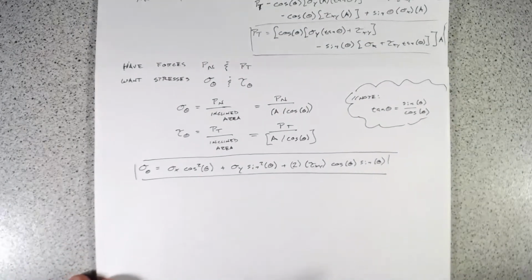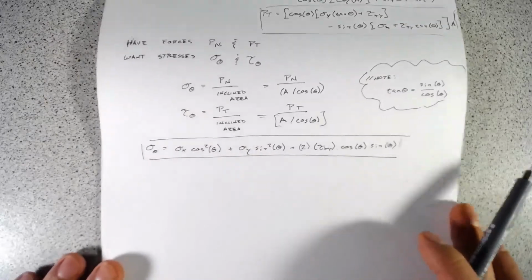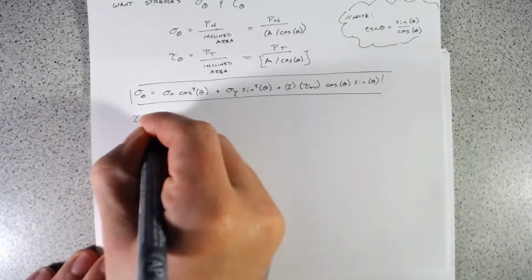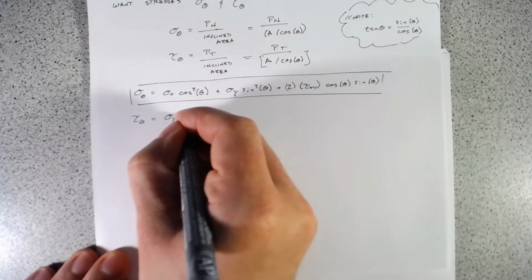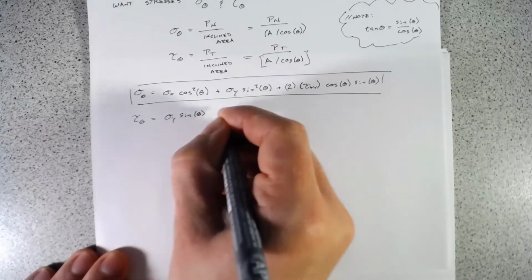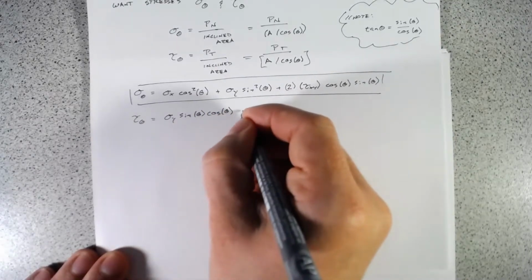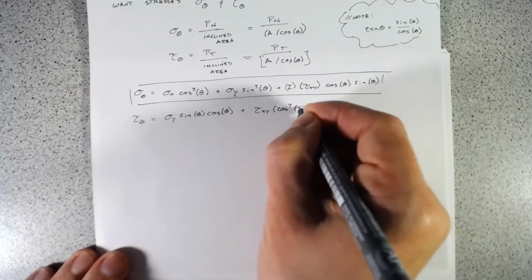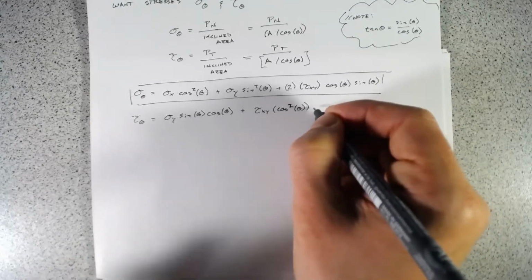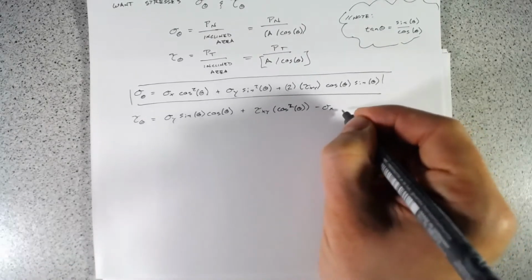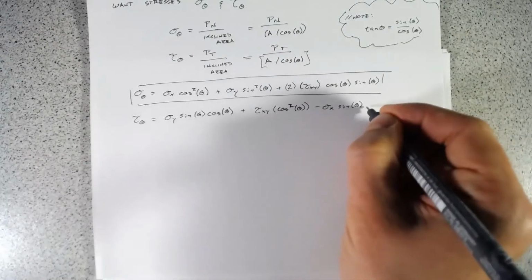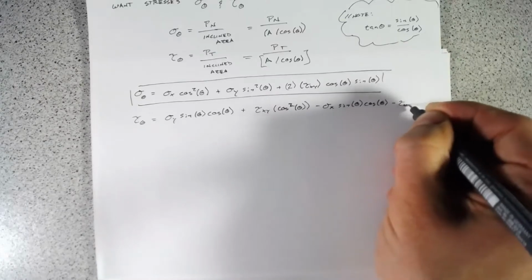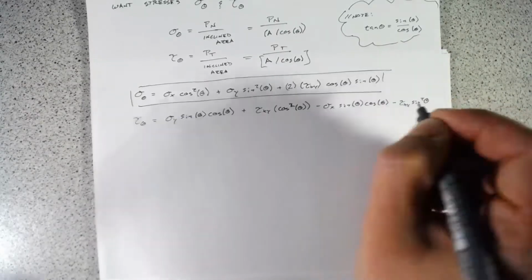And similarly, if we take our P_t and we divide by A divided by cosine, we end up with tau theta equals sigma y sine theta times cosine theta plus tau xy cosine squared theta minus sigma x sine theta cosine theta minus tau xy sine squared theta.